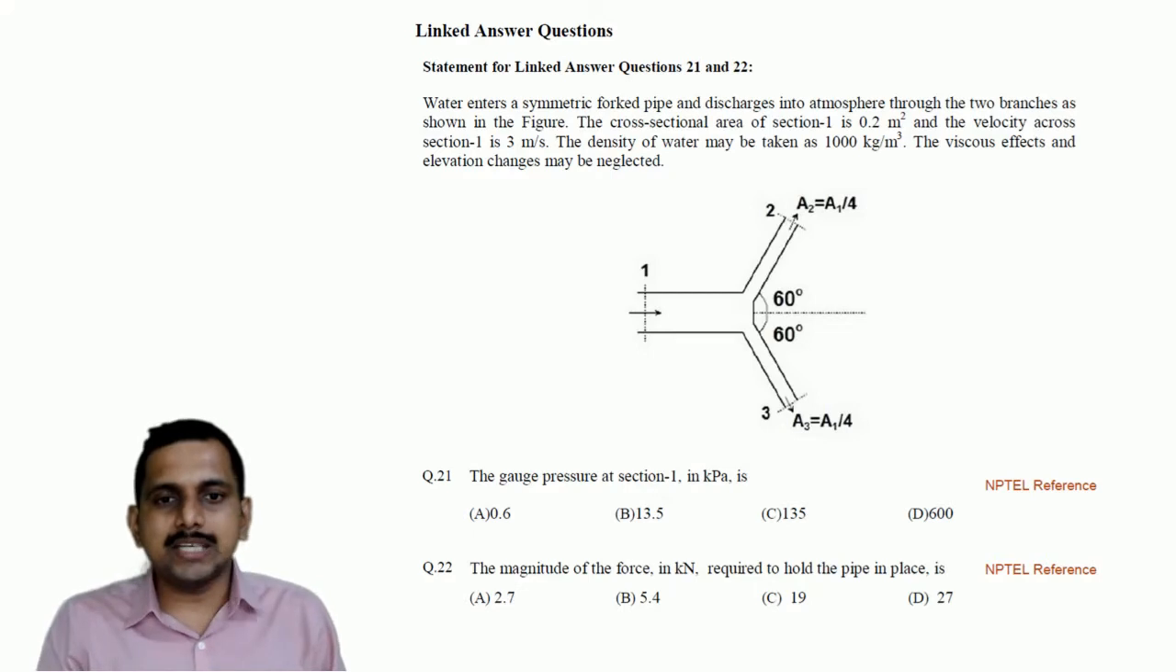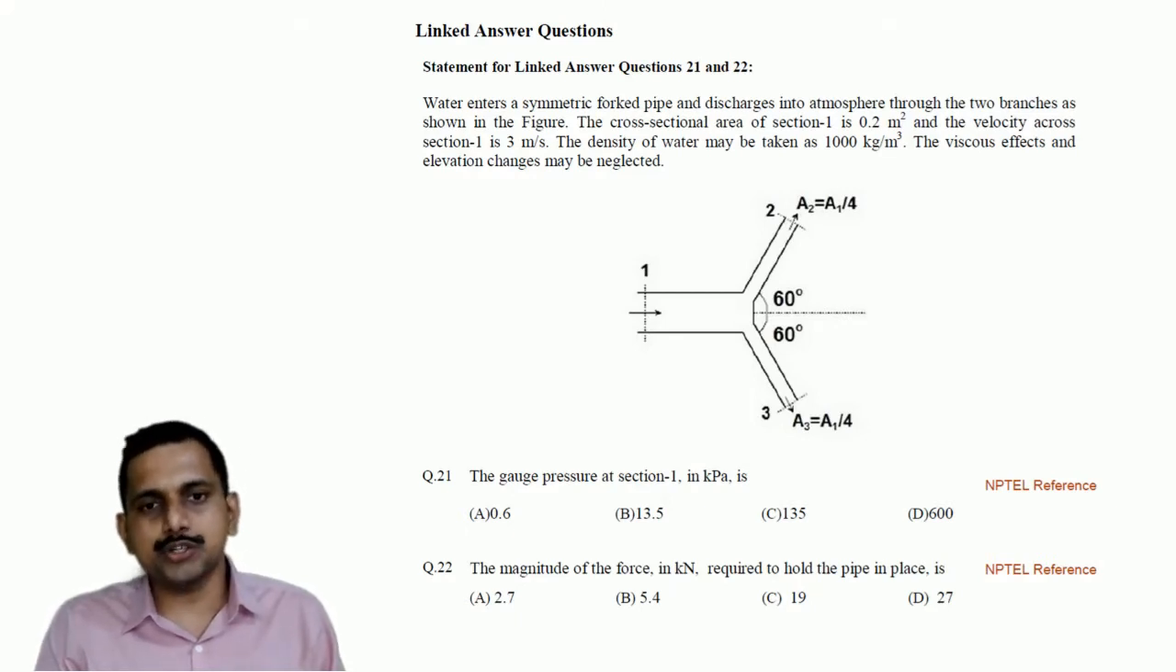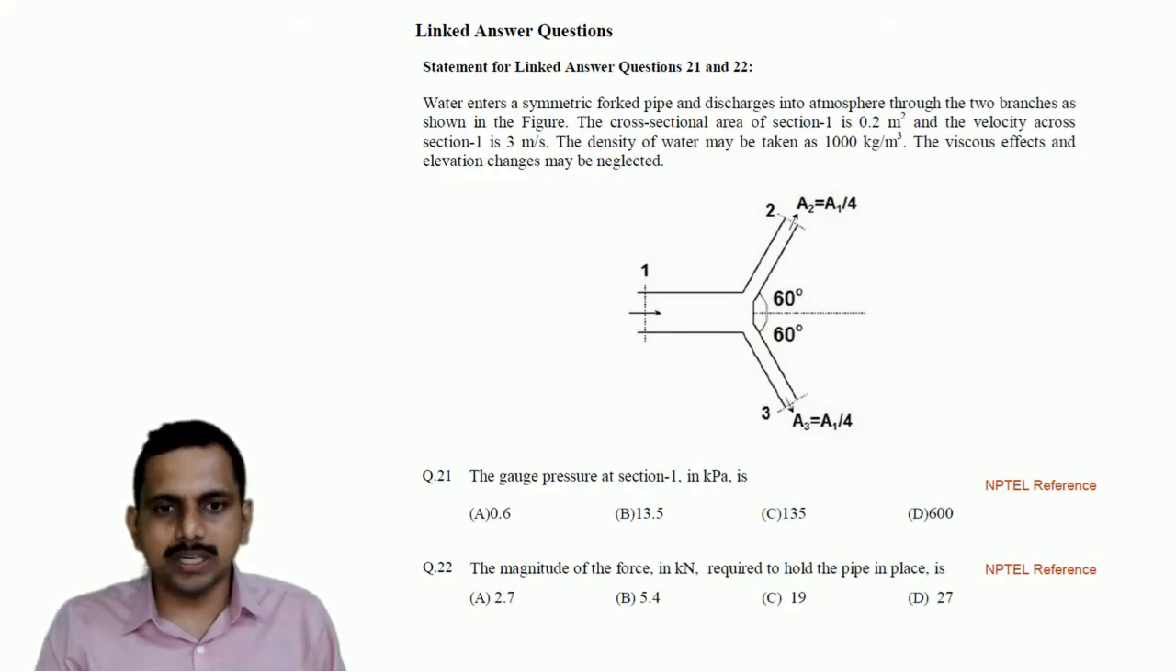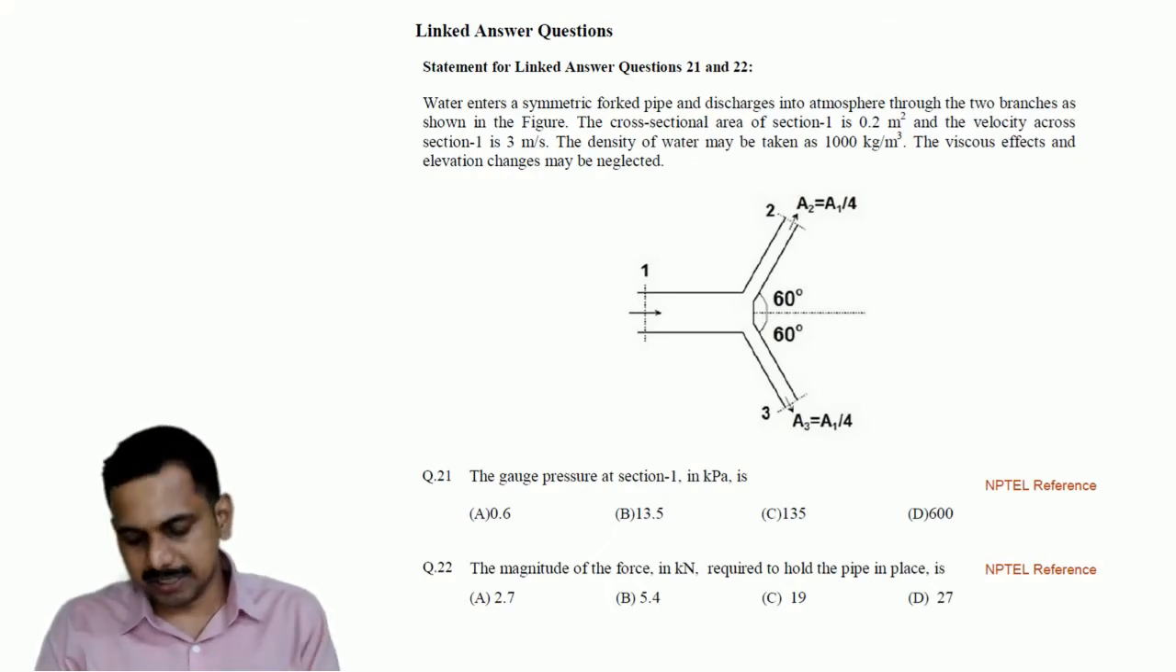It says water enters a symmetric forked pipe and discharges into atmosphere through the two branches shown in the figure. The cross-sectional area of section 1 is 0.2 meters square and the velocity across section 1 is 3 meters per second. The density of water may be taken as 1000 kg per meter cube. The viscous effects and elevation may be neglected. First one, the gauge pressure at section 1 in kilopascal is. So let us do that first, then we will see the magnitude of force.